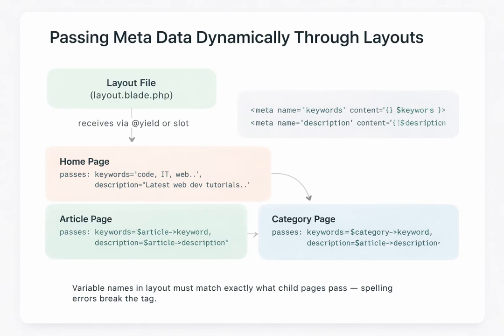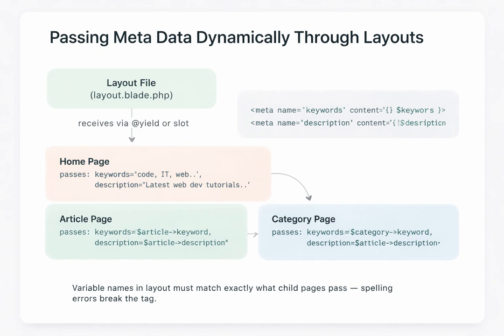The layout file defines the meta tag structure, and each individual page passes its own values into those slots. For the home page, since the content is mostly static, you might hard-code values like code, IT, web development as keywords and write a short description manually. But for article pages and category pages, those values come straight from the database, the article's own keywords field and its own description field. The layout receives these as variables, say $keywords and $description, and renders them inside the meta tags.